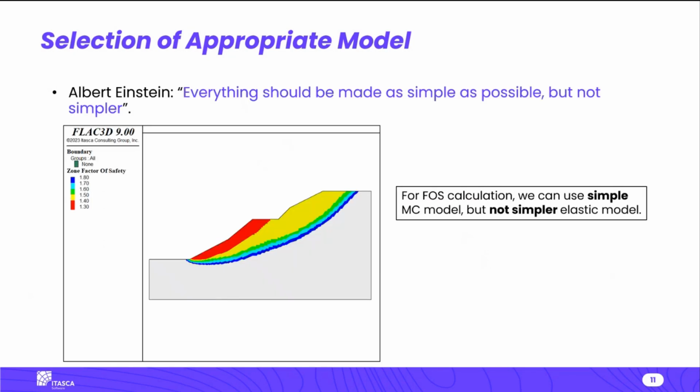As advice, everything should be made as simple as possible, but not simpler. I'm not sure this is actually Albert Einstein, but it's often attributed to him. For example, if you were trying to run a factor of safety calculation for a slope, it makes no sense to run it elastically because, of course, it doesn't fail. The simplest possible case here would be Mohr-Coulomb. If that's all you're trying to find out, a factor of safety, then that would be sufficient.